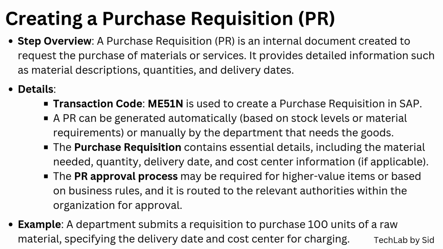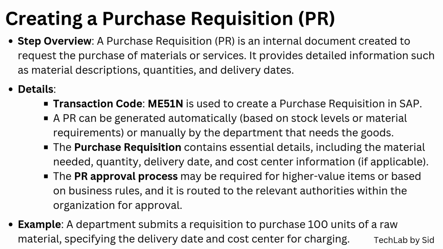for procurement. In SAP, you use transaction code ME51N to create a PR. It includes details like the material required, quantity, delivery date, and cost center.